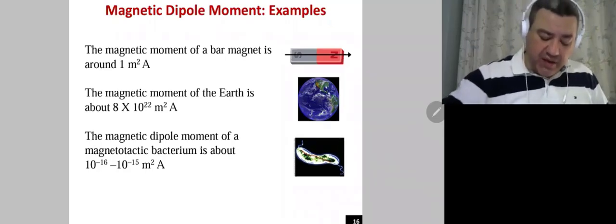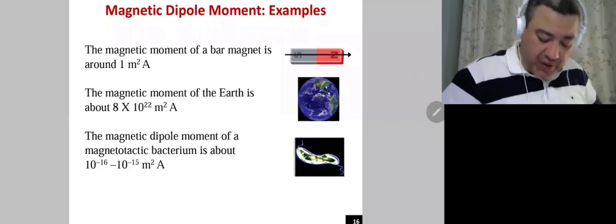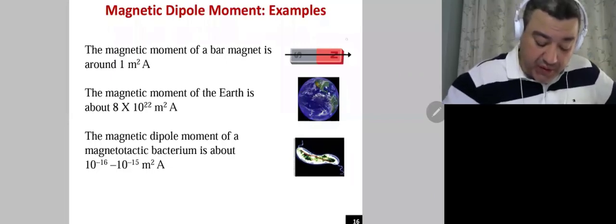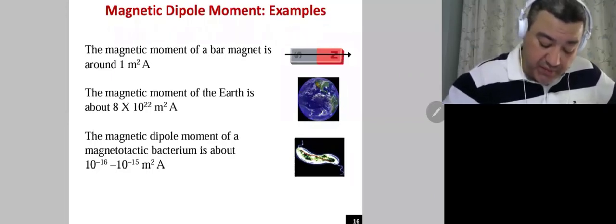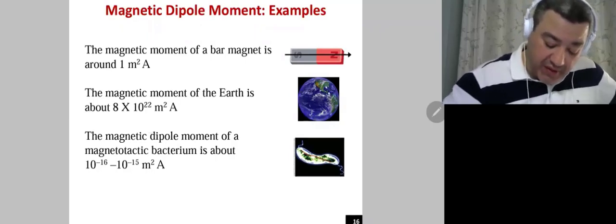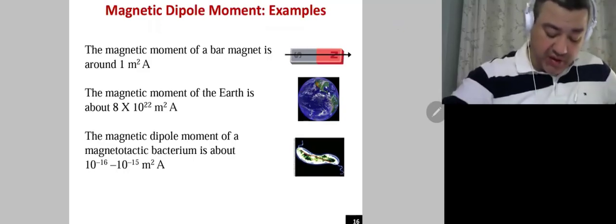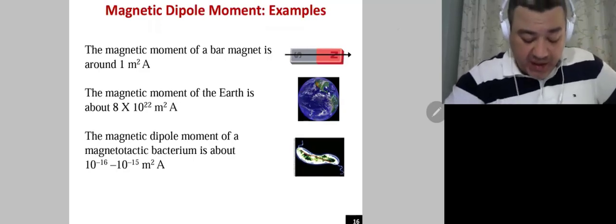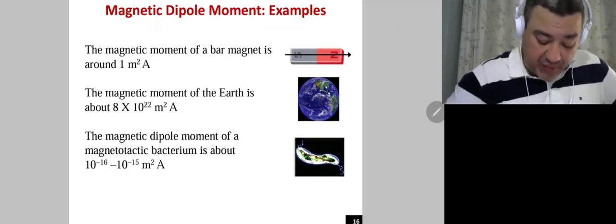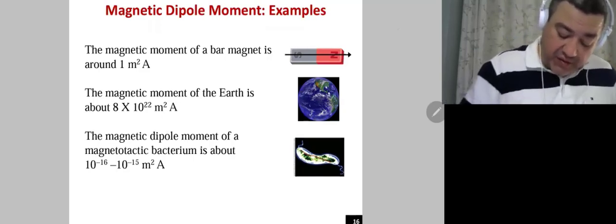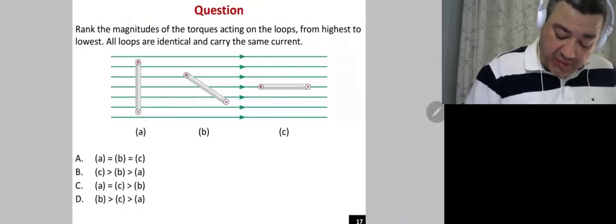So those are, as I said, examples of the magnetic dipole moment for a magnetic bar. And the magnetic moment of the Earth is, as you can see, in the range of 10 to the power 22. The unit is meter squared ampere. So those are some of the examples of the magnetic dipole moment.